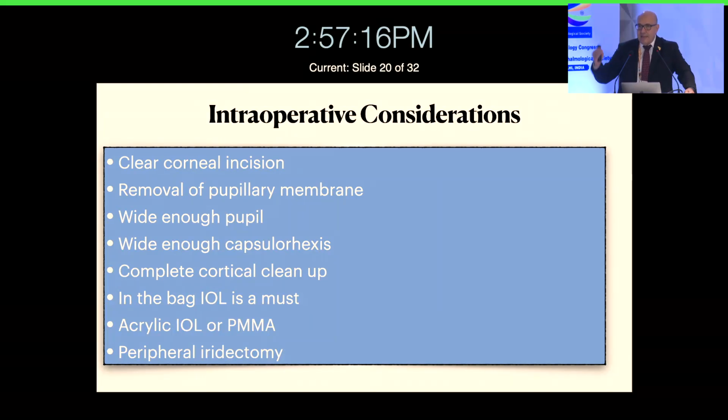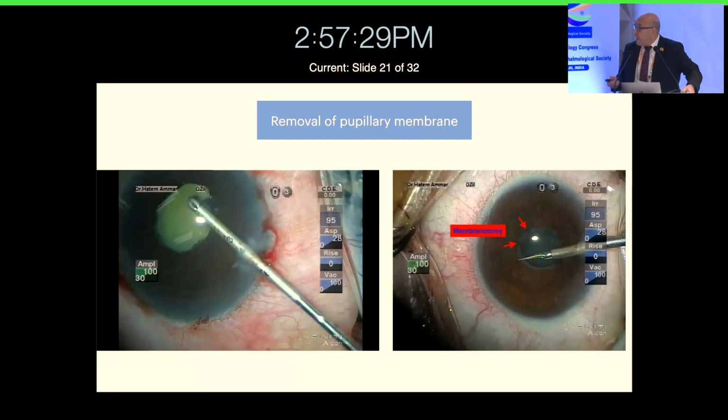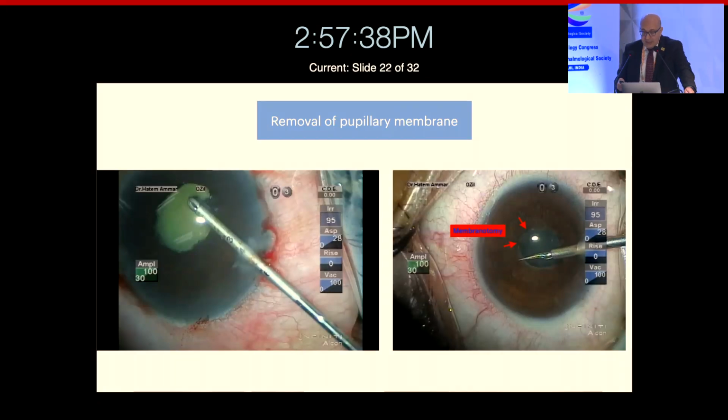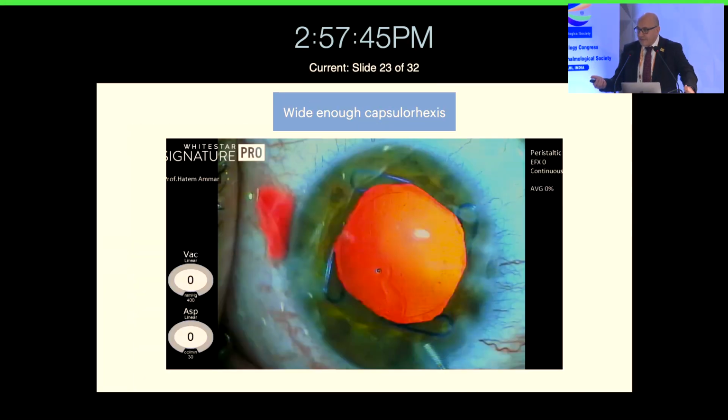Hydrophobic acrylic in the bag. This is the only solution you have. Acrylic or PMMA, avoid hydrophilic, okay? Peripheral iridectomy, you may need it in cases of severe and recurrent inflammation. How to remove the epipupillary membrane? Either by peeling, or sometimes when you fail to peel, you can do membranotomy, like those in the posterior segment. Whatever the technique, you must have a wide pupil to have a wide rhexis, okay? To avoid phimosis later on.